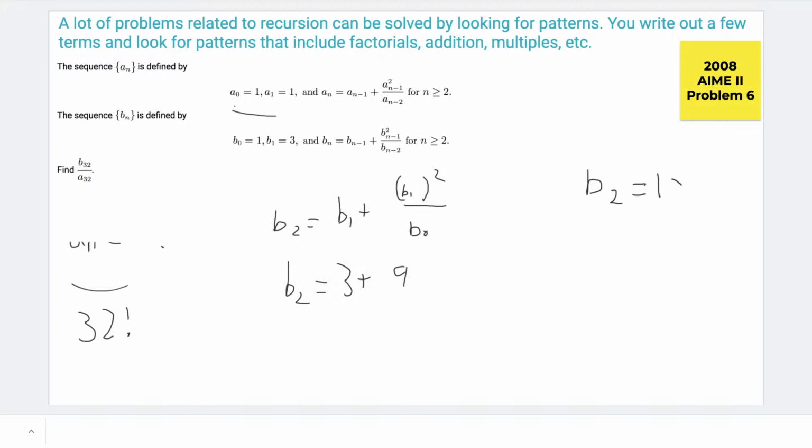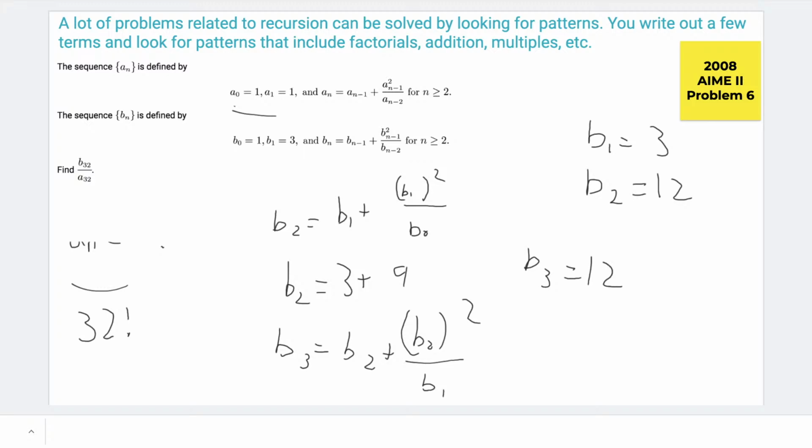And we also have b of 1 equals 3. Now we look at b of 3. b of 3 equals b of 2 plus b of 2 squared over b of 1. Substituting the values we have, b of 2 is 12, so b of 3 equals 12 plus 12 squared over 3. 12 squared over 3 is the same thing as 4 times 12 after you reduce it, and you get b of 3 equals 60.